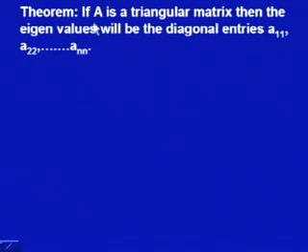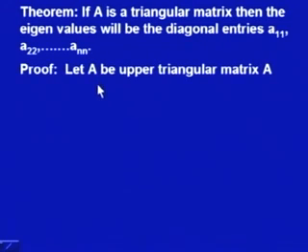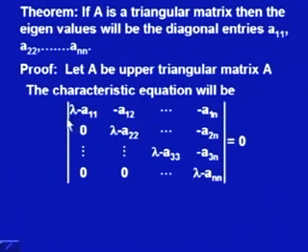The next result is, if A is a triangular matrix, then the eigenvalues will be the diagonal entries A11, A22, An. Let us assume that it is an upper triangular matrix. The similar way the result can be proved for lower triangular matrices also. So, let us assume at the moment that A is an upper triangular matrix, then the characteristic equation will be this. Since this is an upper triangular matrix, all the elements in the lower part are 0 and only these elements are non-zero.